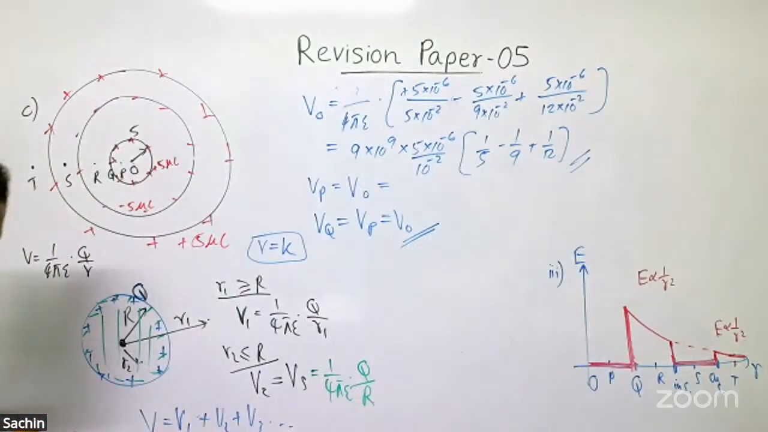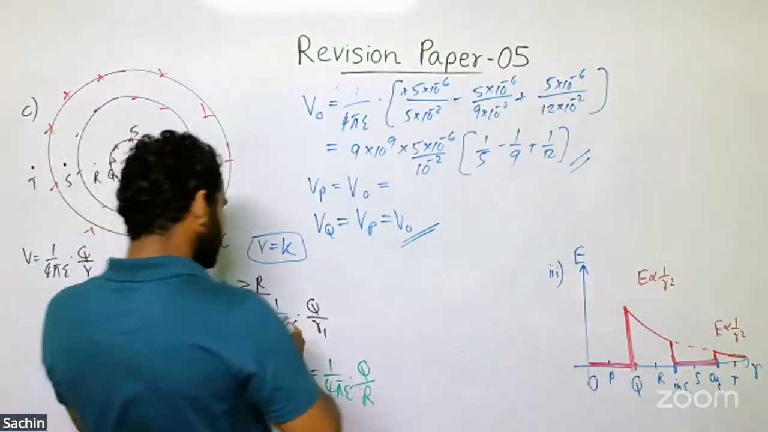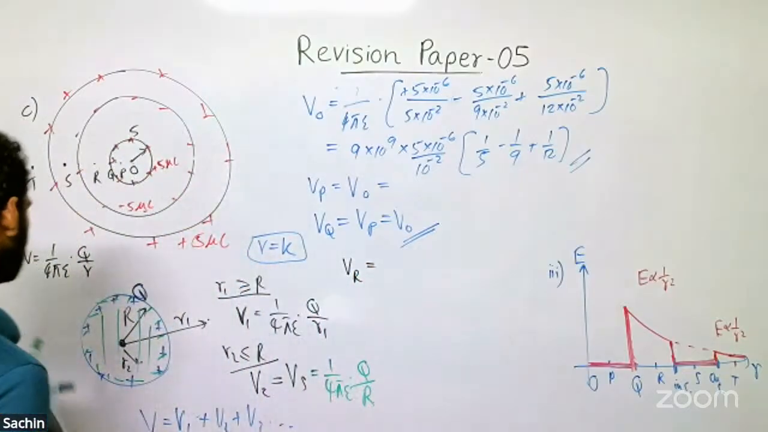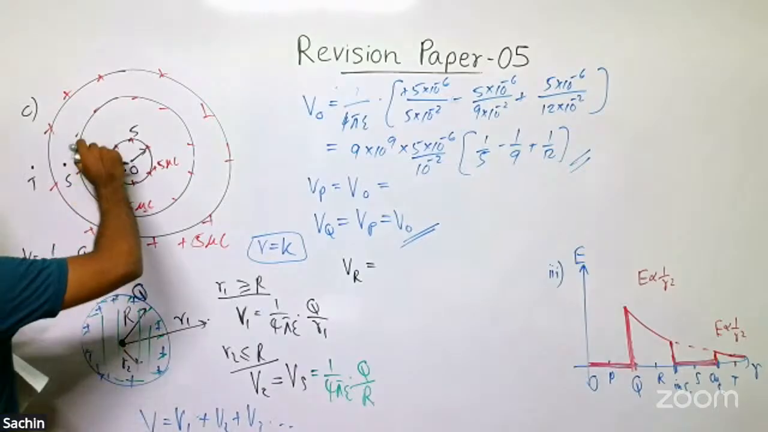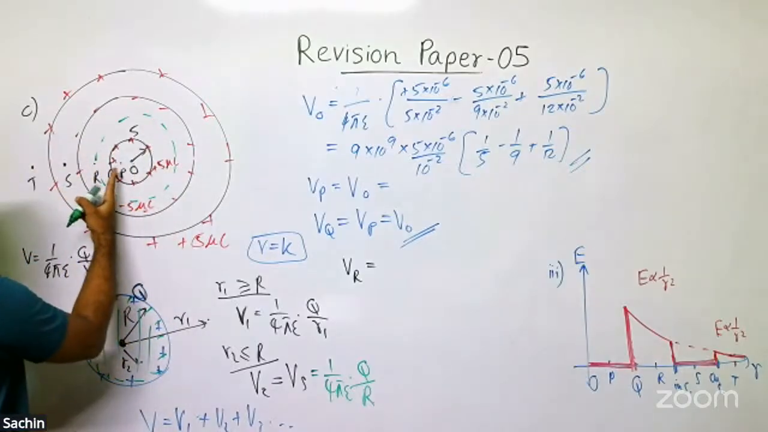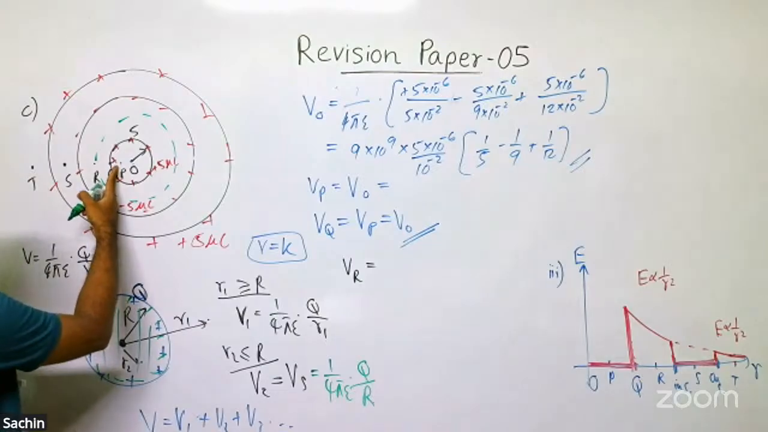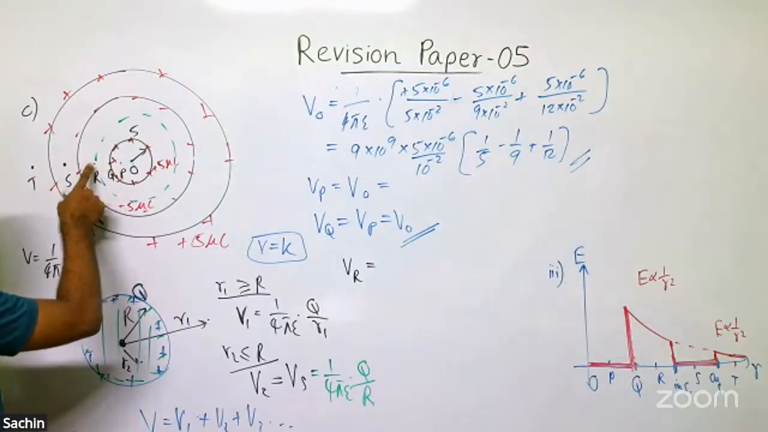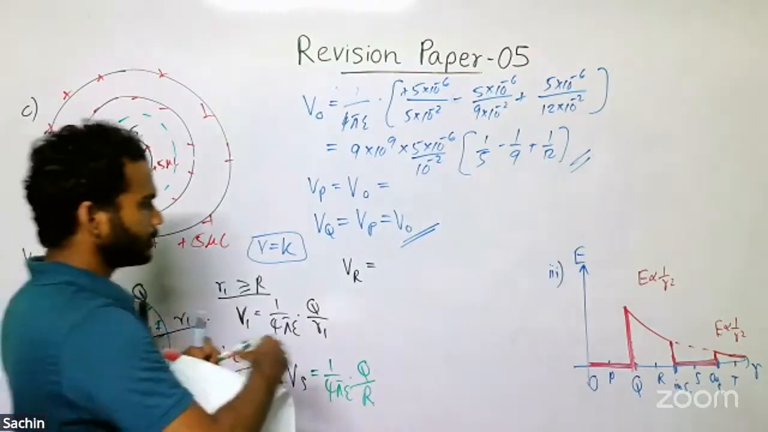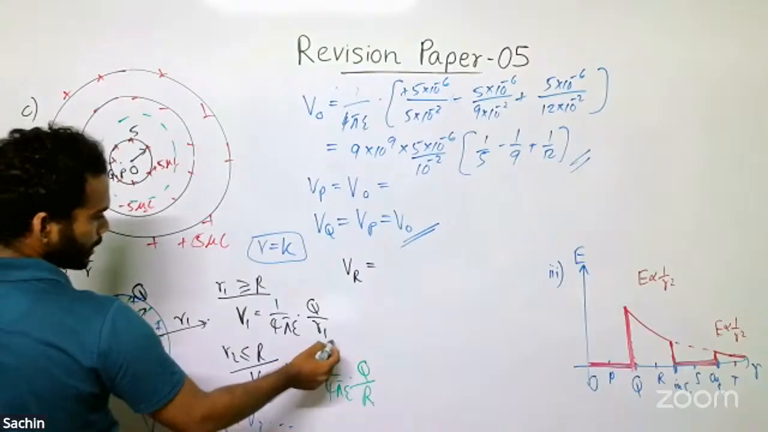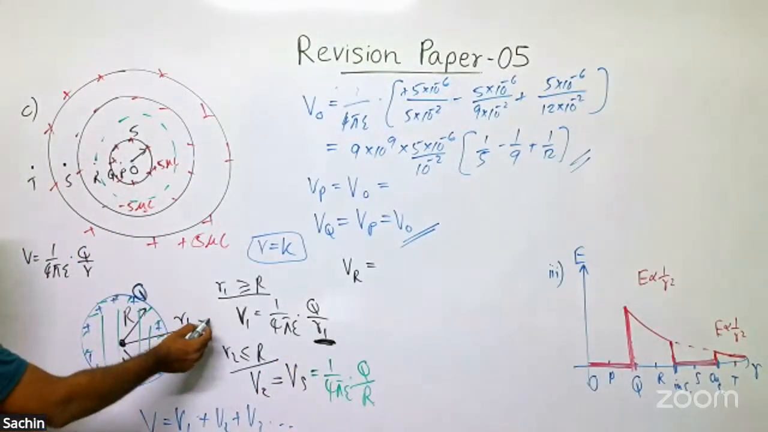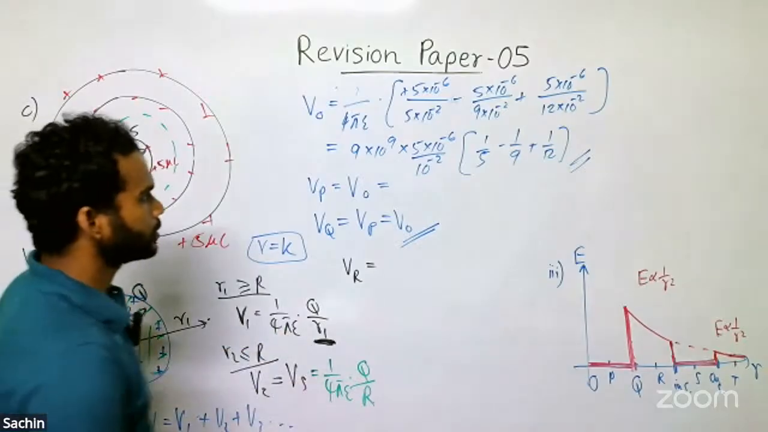Then comes R. R is something different. When you consider point R, R is outside compared to this inner charge distribution, but for the other two, it is inside. So when it is outside, you have to consider the distance to that point. For the outside point, you have to take the distance relative to it.